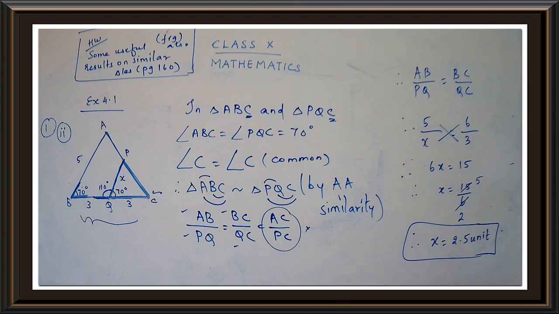Okay, children? So what was the homework today? The homework was some useful results on similar triangles, which is in page number 160. You have 5 points over there. And when you write that 5 points, you have to draw the figure also. Okay, children? And I hope you were clear with today's work. Yes, children? Were you clear with that?